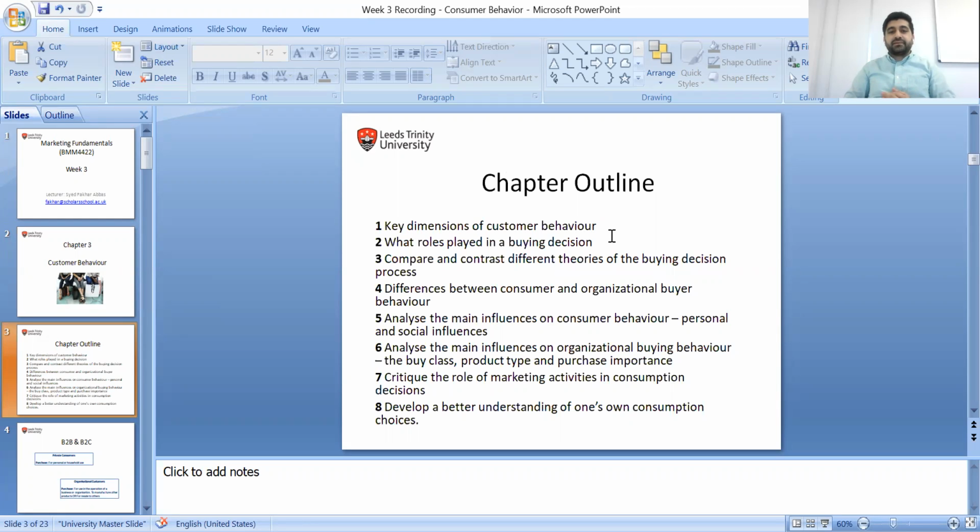We will analyze the main organizational buyer behavior, the buyer class, product type, and purchase importance. So how do these classes affect it? We will also discuss marketing activities in consumption decisions. At the end, we will discuss understanding one's own consumption choices and how these affect them.